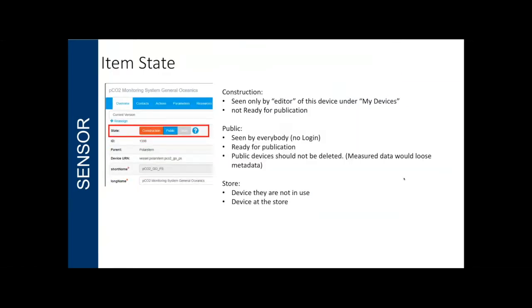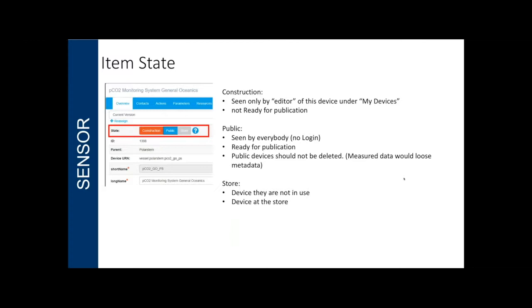The item state is: every device you create has a state, construction. Only the editor sees this device under My Devices. That's a tab on the side. That device is not ready for publication, and you can enter all the information you need for this device.